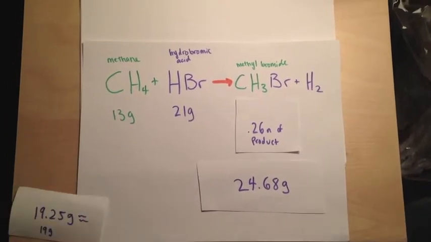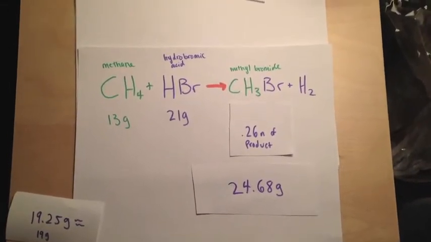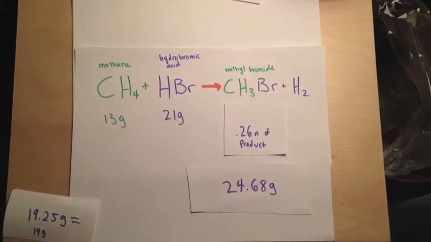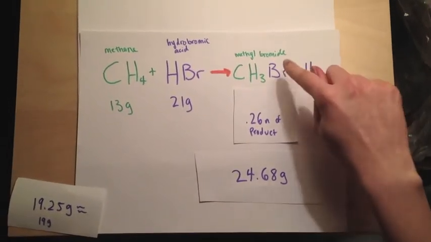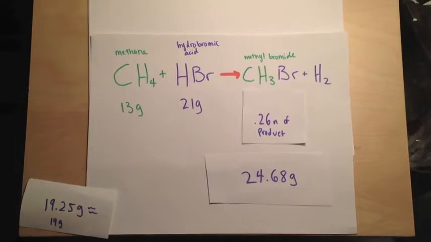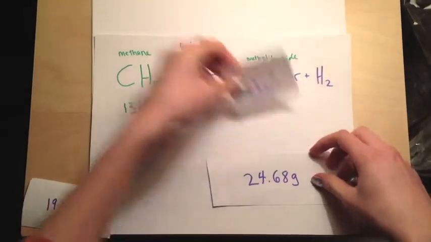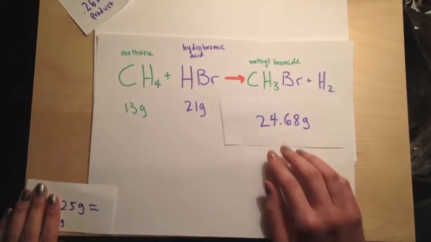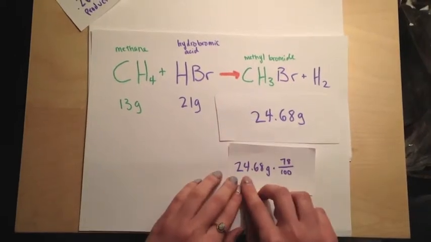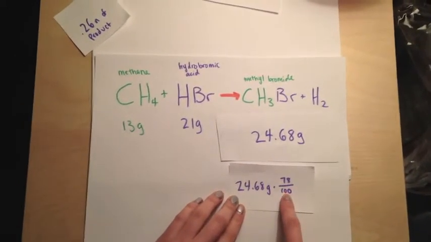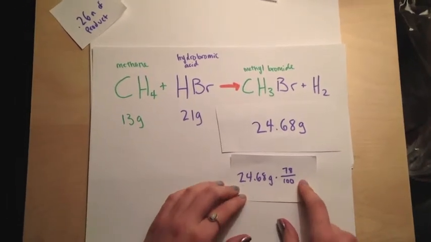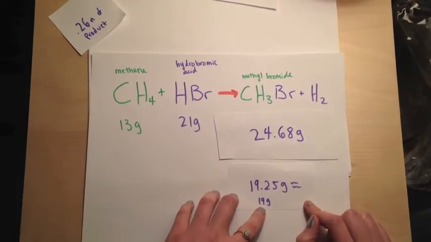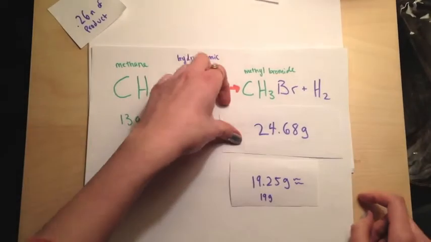However, one more piece of information we have in the problem is our 78% yield. What this is telling us is that our reaction is not going to go totally smoothly, and we're not going to have as much yield or as much product as we expected. We're only going to have 78% of the expected amount. So right now, 24.68 is our expected amount. If we're only going to have 78% of that, we can just multiply the 24.68 times 78 over 100, or just by 0.78, in order to get 19.25 grams, or if we round down, 19 grams, which is our answer. And that's all.